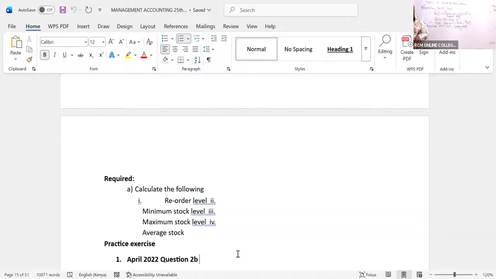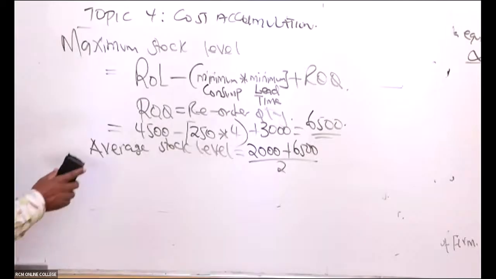Without looking at your notes, are you able to write down the formula of reorder level? Maximum consumption times maximum lead time. Despite her coming late, she has been able to catch up. Or were you following online when you were coming here? Very good. So please go ahead and give me this answer.